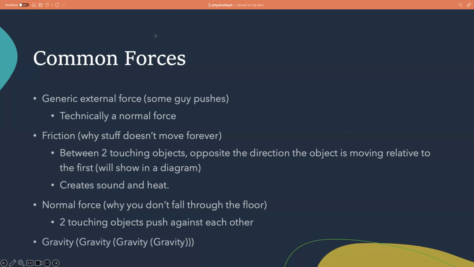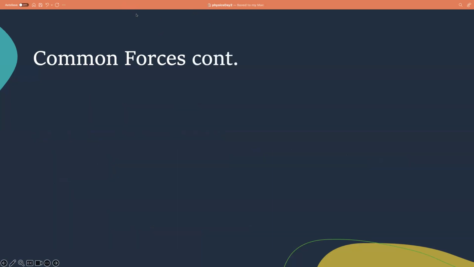And gravity. I'm sure everyone here knows what gravity is, so I'm not going to explain it. You'll go over gravity more specifically and how gravity works on planets and stuff in a later unit, but that's not exactly relevant at the moment. Just know that gravity exists and it's going to be its own type of force.